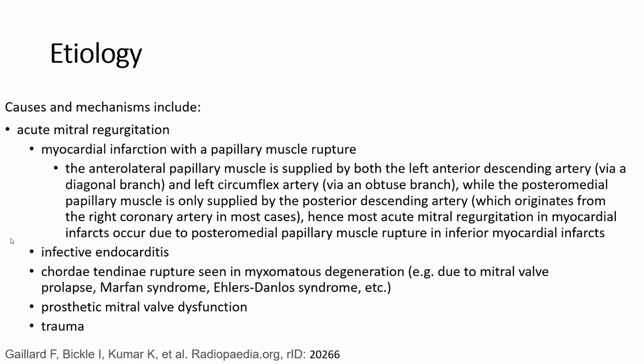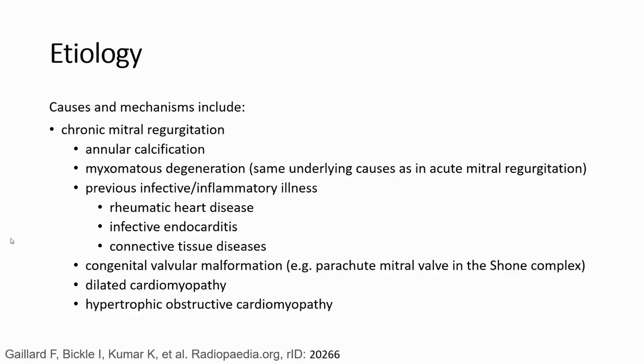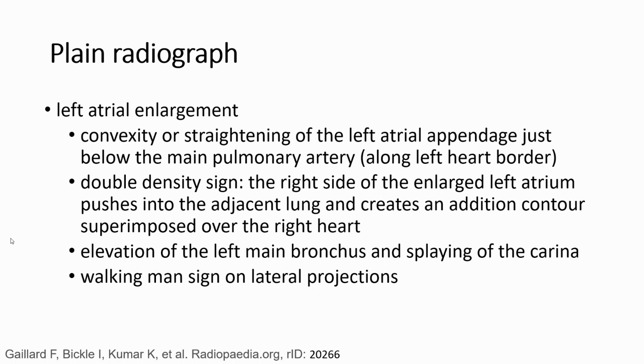So the etiology in acute mitral regurgitation includes myocardial infarct, papillary muscle rupture, infective endocarditis, chordae tendineae rupture, prosthetic mitral dysfunction, and trauma. Chronic regurgitation can be caused by annular calcification, myxomatous degeneration, previous infective or inflammatory illness like rheumatic heart disease, infective endocarditis, connective tissue disease, congenital valvular malformation, dilated cardiomyopathy, and hypertrophic obstructive cardiomyopathy. On chest radiograph, we can find the left atrium enlarged.